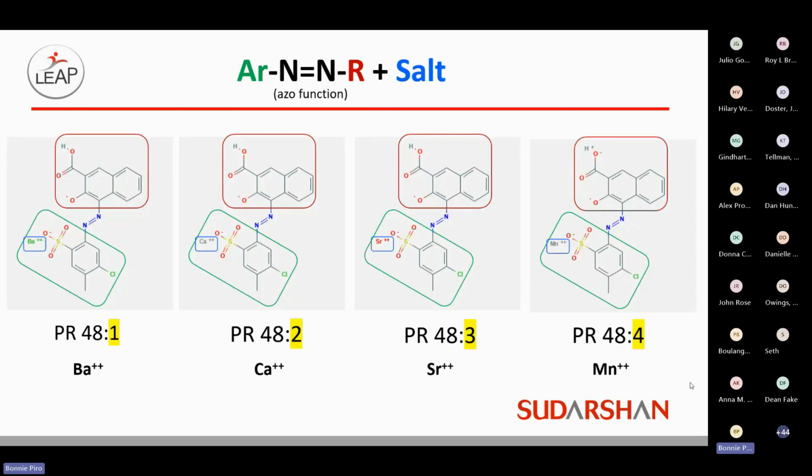So let's get down to it. As far as these four chemistries, they all have exactly the same crystal structure. It is just the salt that's different in each one of them. So the Pigment Red 48:1 brings in the barium right there. And in the same location, the Pigment Red 48:2 brings in the calcium, 48:3 brings in the strontium, and 48:4 brings in the manganese. Again, they all have exactly the same structure, and just that salt is different, and it's all in the same location as well.